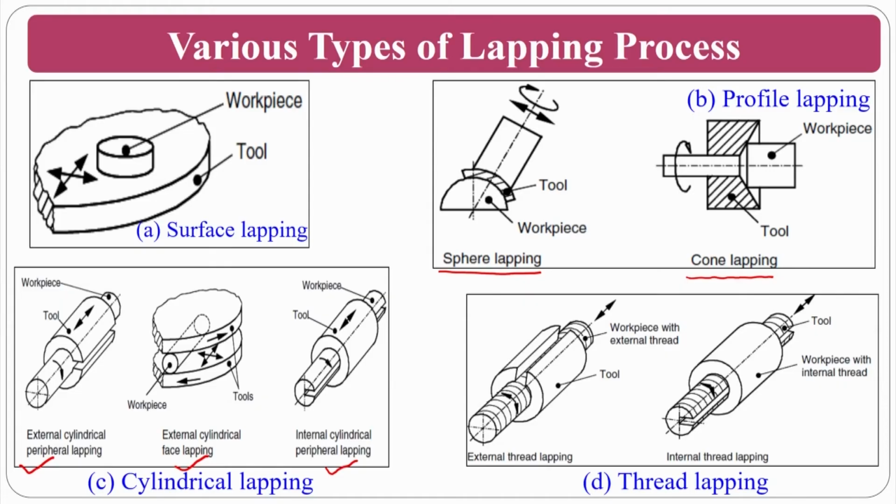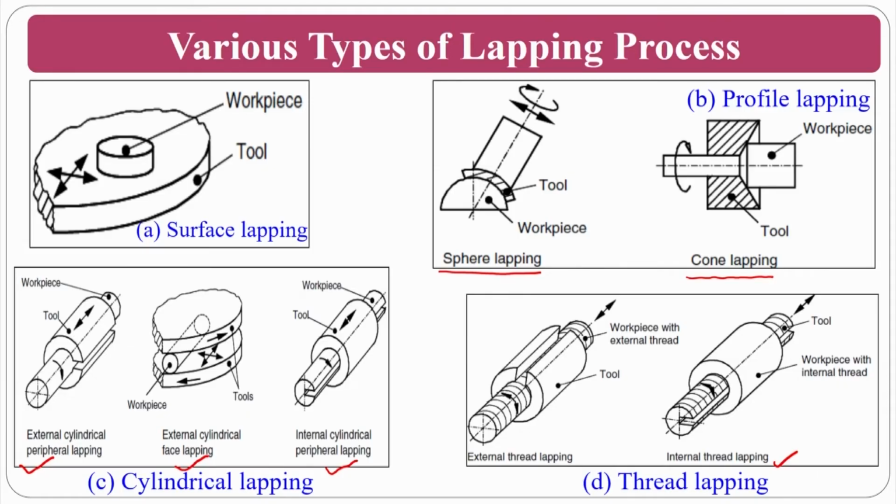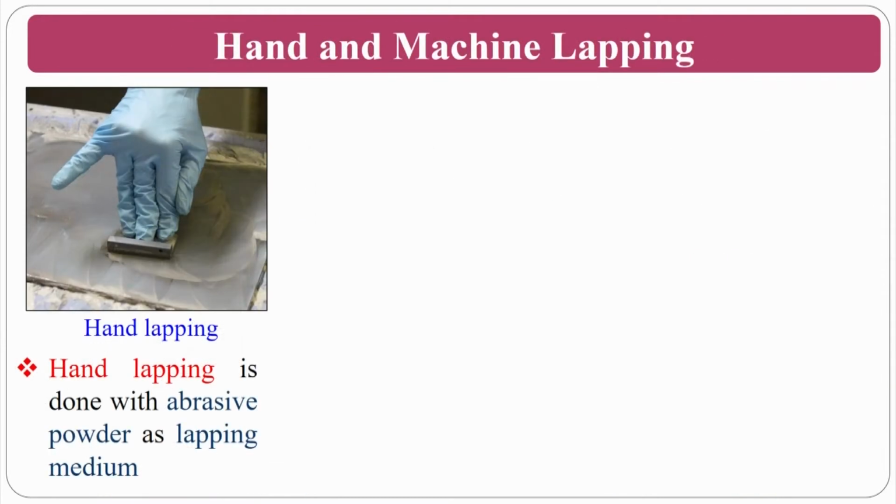Another one is thread lapping, which covers external thread lapping as well as internal thread lapping. Two types are there. Here also the tool, or the lap that you use, will have the converse shape. These are the four varieties of the lapping process.